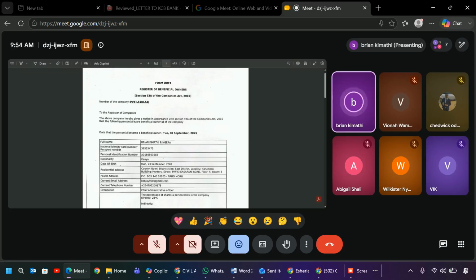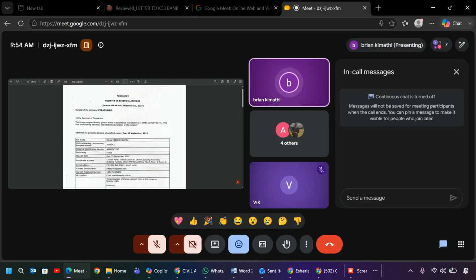What is the rationale of having beneficial ownership? And why was beneficial ownership stressed in the Companies Act 2015, whereas it was not stressed before, in the Cap 486, that is, before 2015? Good one. Someone said money laundering. Yes, tick. That was the first risk that they were mitigating.